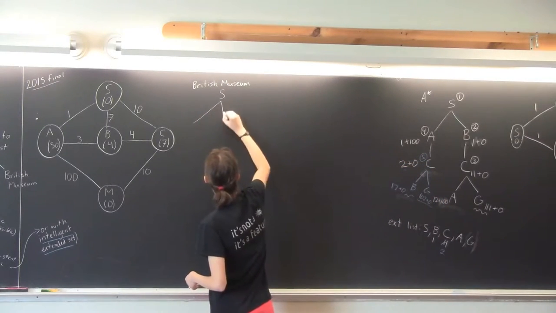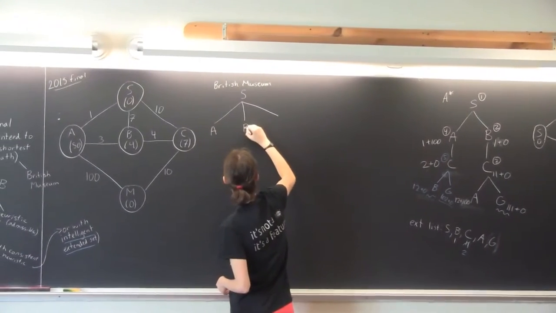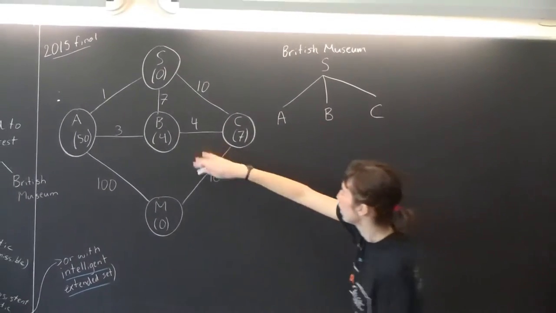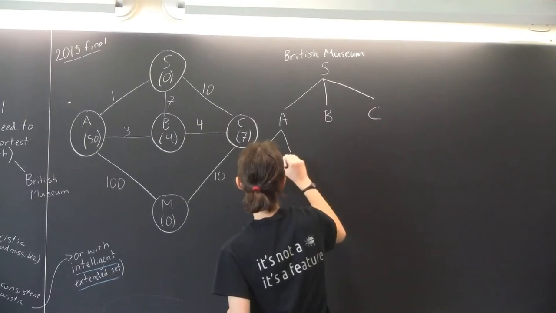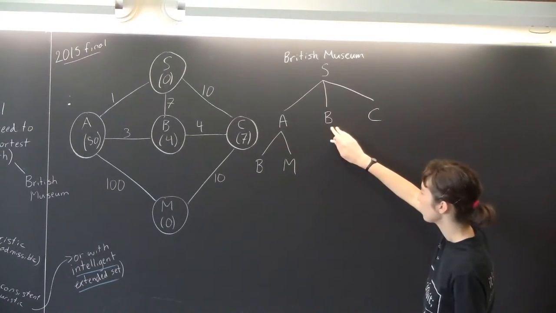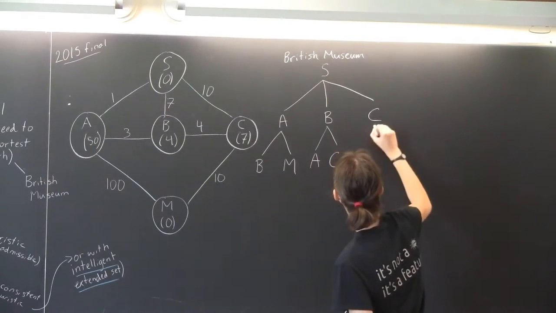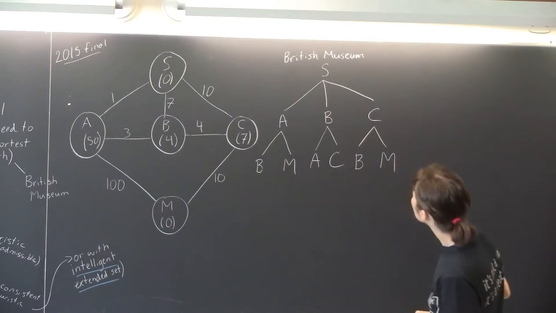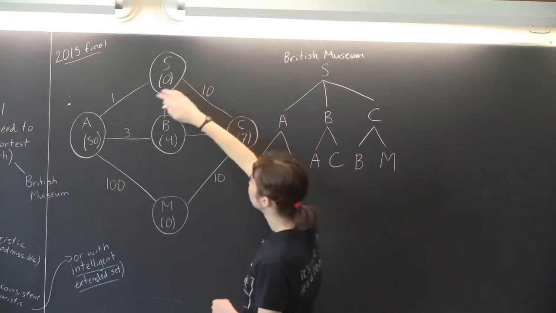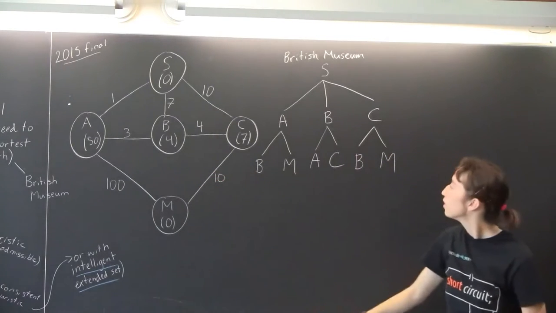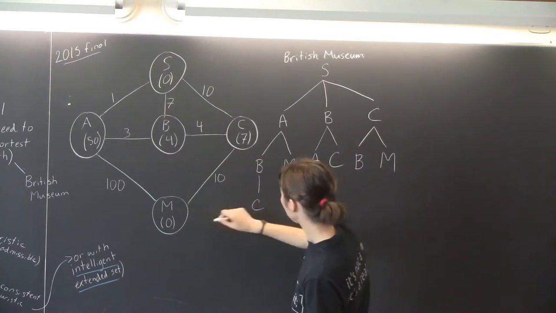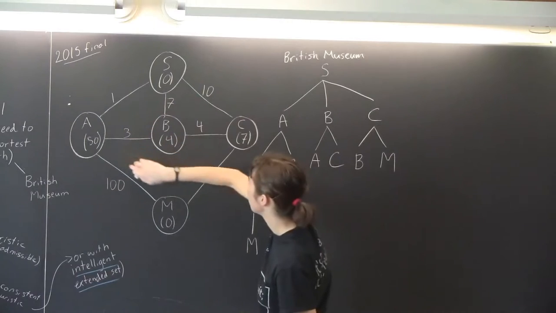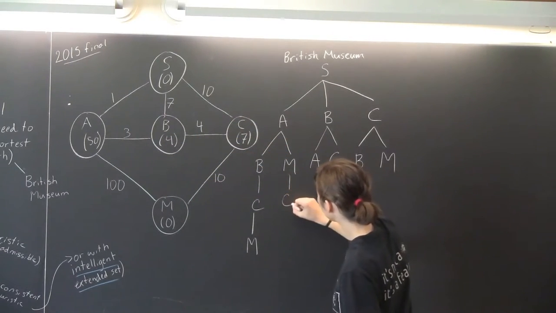So it looks like S can go to A, B, or C. Where can A go? B or M. We'll put those in alphabetical order. And then B can go to A and C. It looks like C can go to B or M. So then if we have S, A, B, where can that go? That can only go to C, and from there it's only going to be able to go to M. We can't go any further because we don't want loops in our path. Then similarly, S, A, M is going to sort of spiral in and go through C and B.